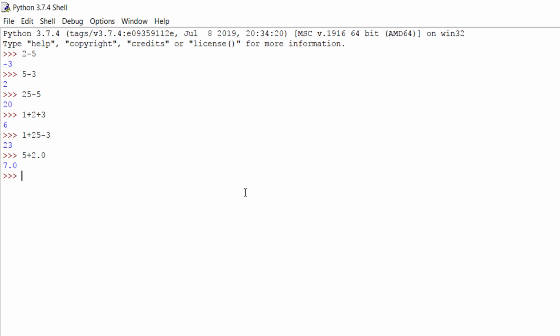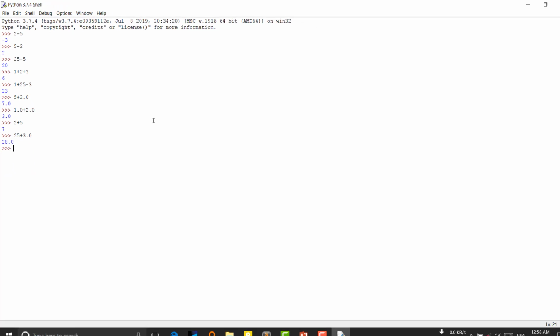So let's look at some examples. 1.0 plus 2.0, it will be 3.0. If we write 2 plus 5, it will be 7. If we write 25 plus 3.0, it will be 28.0. So that is the fact, and so on.